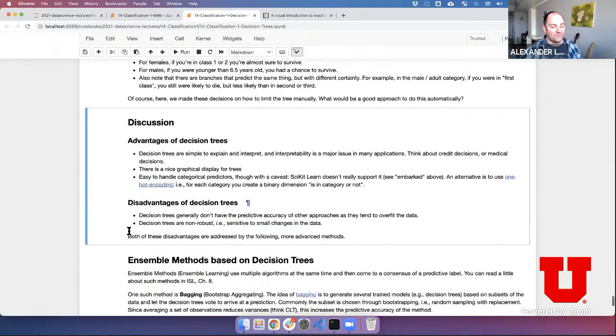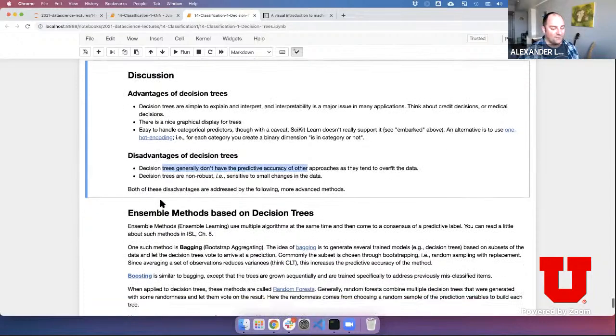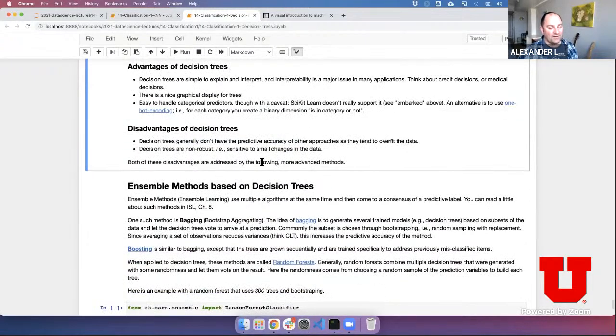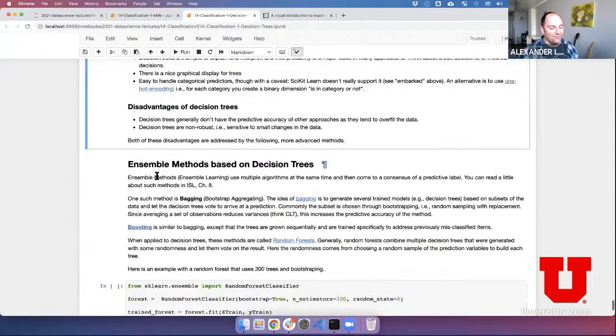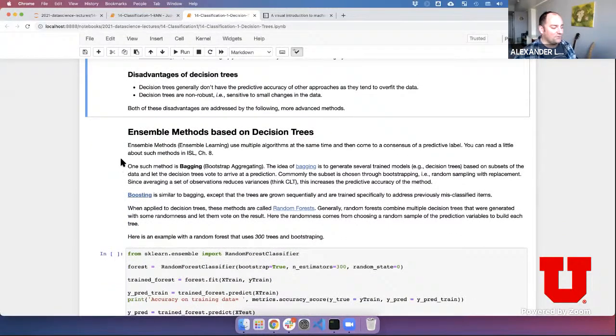A disadvantage of decision trees is that they generally don't have the accuracy of other approaches, as they tend to overfit the data, and they're not robust. They're sensitive to small changes in the data. But there are methods that we can use to address these disadvantages, called ensemble methods. And this is only going to be a short detour. I want to briefly talk about ensemble methods, but first, are there any questions about decision trees?